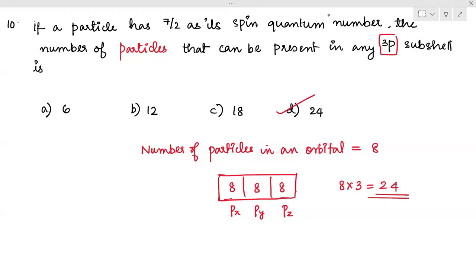Okay? With this, we have strengthened our concepts of quantum numbers. The next session will be on the general rules like Aufbau principle, how to write the electronic configuration, the Hund's rules of maximum multiplicity, etc.